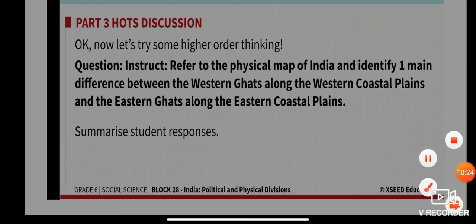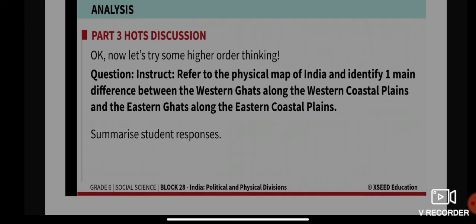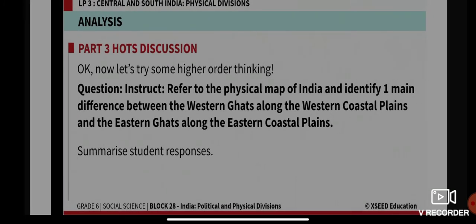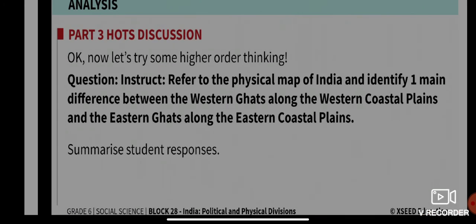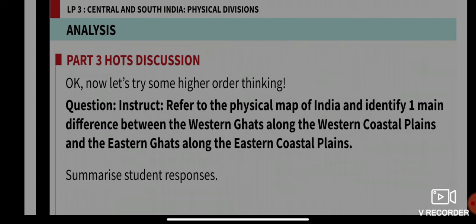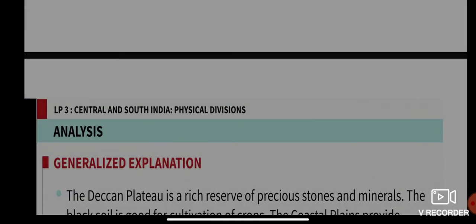See, you have to refer to the physical map of India. All right, and you have to identify one main difference between the Western Ghats along the western coastal plain and the Eastern Ghats along the eastern coastal plains. So what you have to do is refer to the physical map of India and identify one main difference between the Western Ghats along the western coastal plain and the Eastern Ghats along the eastern coastal plains.